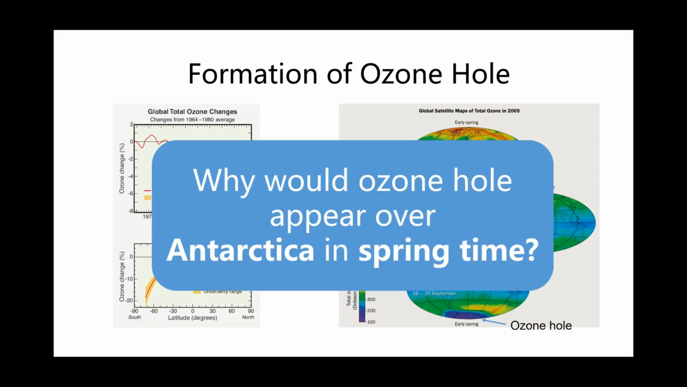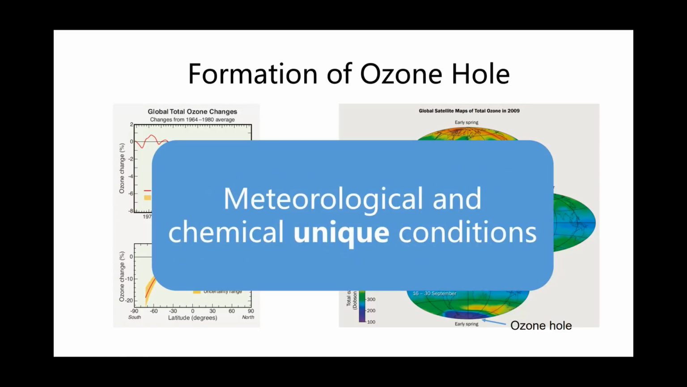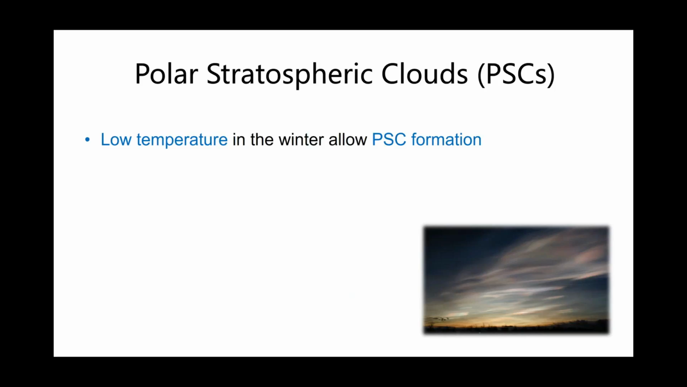Basically, it is because of the unique meteorological and chemical conditions in the Antarctica area. Firstly, in the winter, low temperatures in the Antarctica stratosphere are important because they allow liquid and solid polar stratospheric clouds to form. PSCs are usually formed by water and nitric acid at temperatures lower than 197 Kelvin.